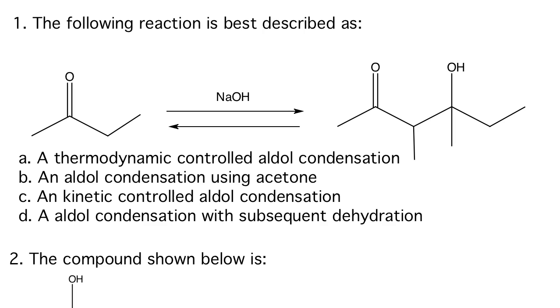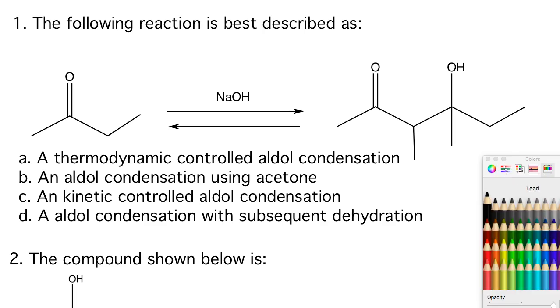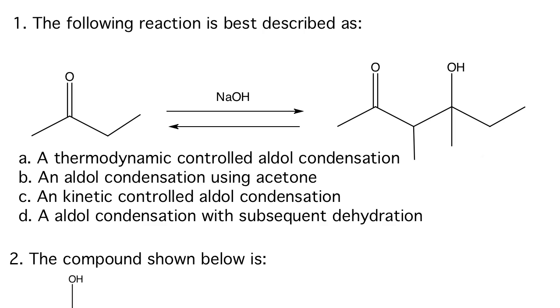So hopefully the one that was easiest to pick off out of this grouping here would be option D. And that's because there is no subsequent dehydration. The alcohol is still present in the product. And if that's the case, no dehydration occurred, so D would be out. The second easiest one to identify would be that B should be removed. And that's because we're using 2-butanone as the compound for the starting material, not acetone. Acetone was used in the lecture examples, but it is not being used in this particular problem that we have here. So that leaves us a question of a thermodynamic controlled aldol condensation or a kinetic controlled aldol condensation.